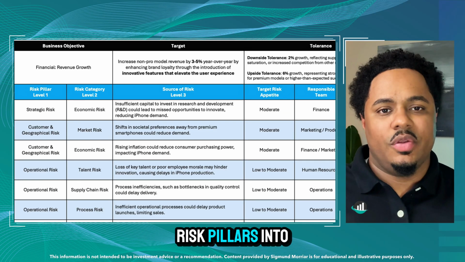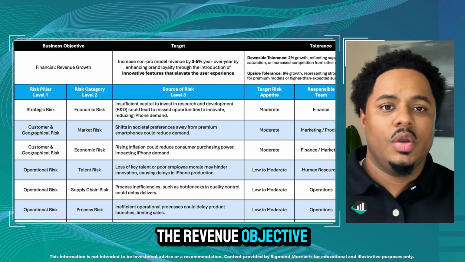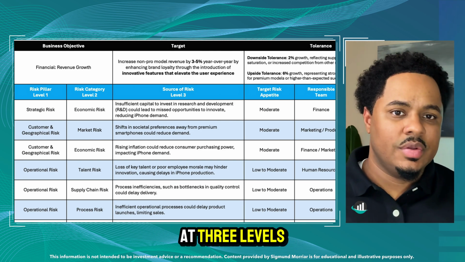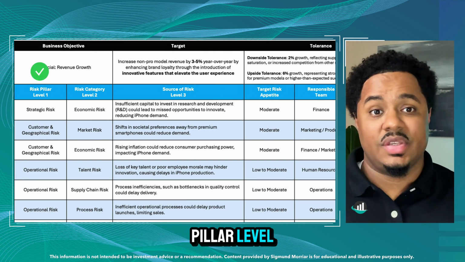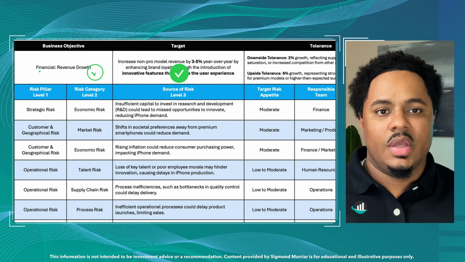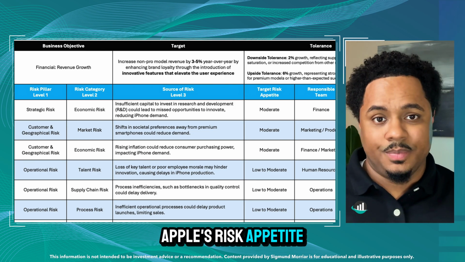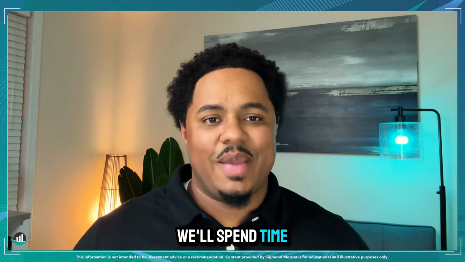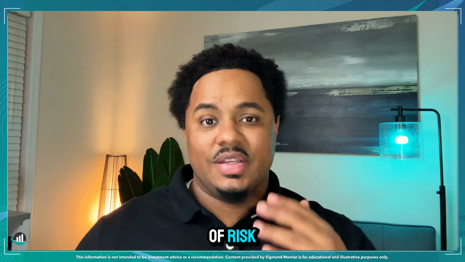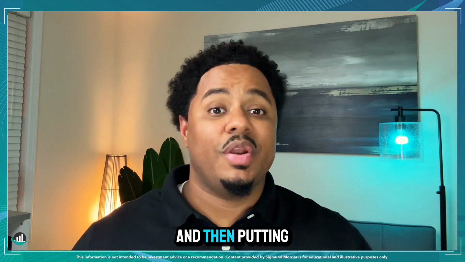By grouping the risk pillars into categories and sources of risk tailored to the revenue objective, we ensure clarity at 3 levels. First, the risk pillar level, second, the risk category level, and third, the source of risk level. This grouping allows for accountability and alignment with Apple's risk appetite. So in the next lesson, we'll spend time analyzing these sources of risk, assessing their likelihood and impact to determine the risk severity level, and then putting it all together.